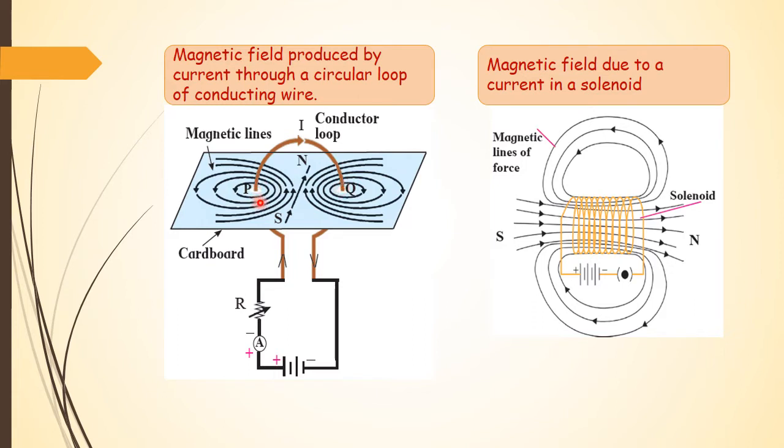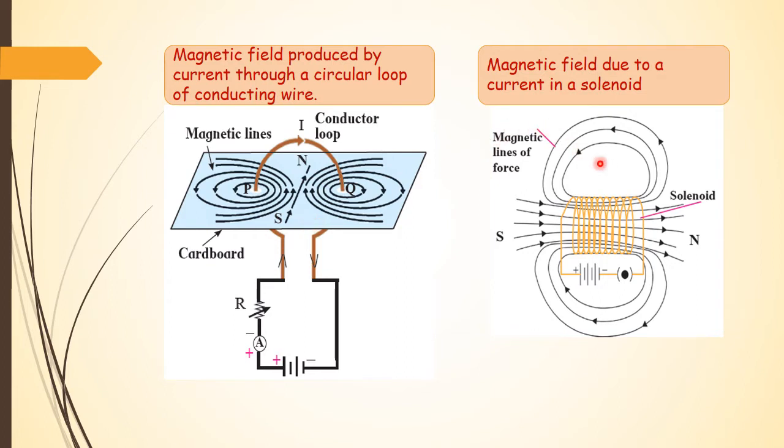You can see the field at P, it is directed inward. Even at point Q, it is directed inward. That means for clockwise current, field is directed inward. So north pole is inside the loop and south pole is towards us.